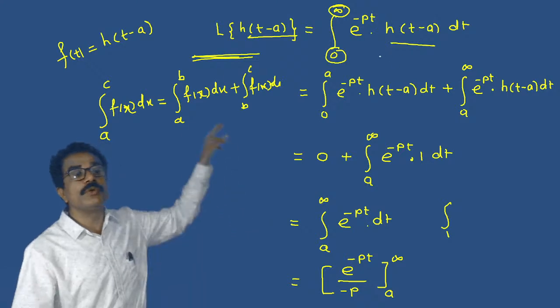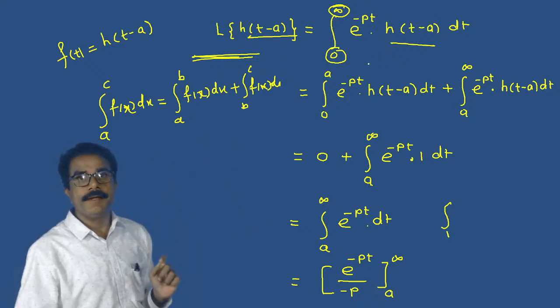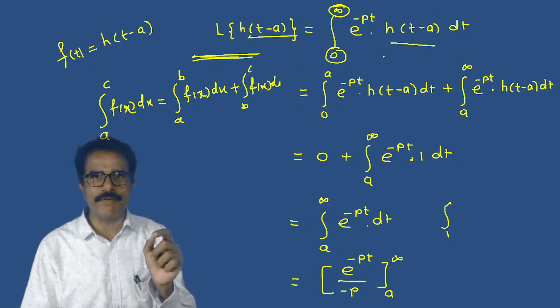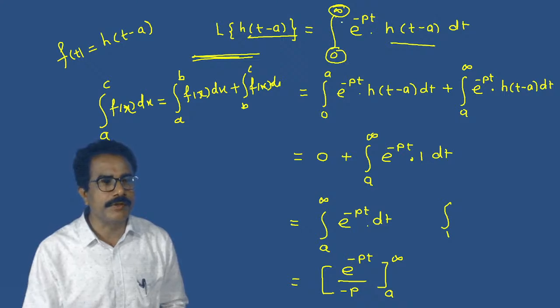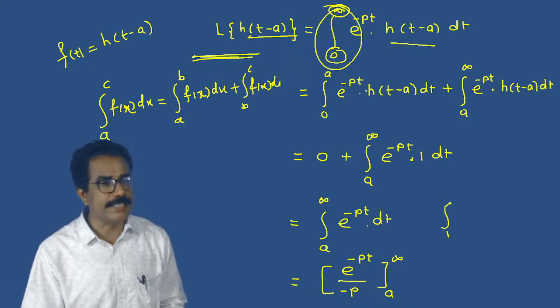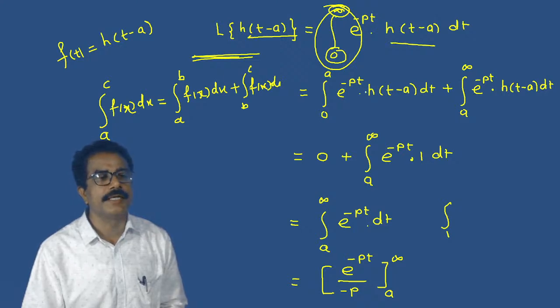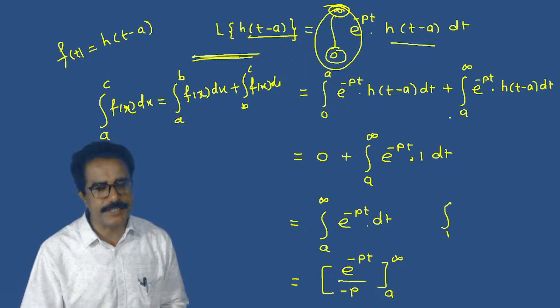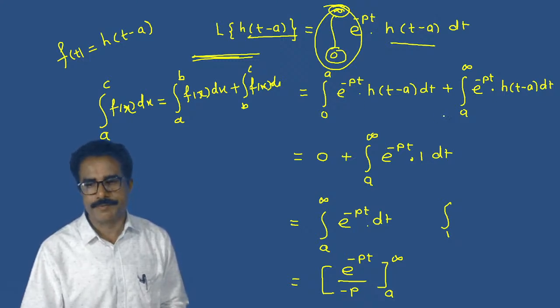That means we have to use this property because the intermediate value is dependent. The value of a function is dependent on the value of a. So we have to split this integral into two parts. The first part is 0 to a, and the second part is a to infinity.